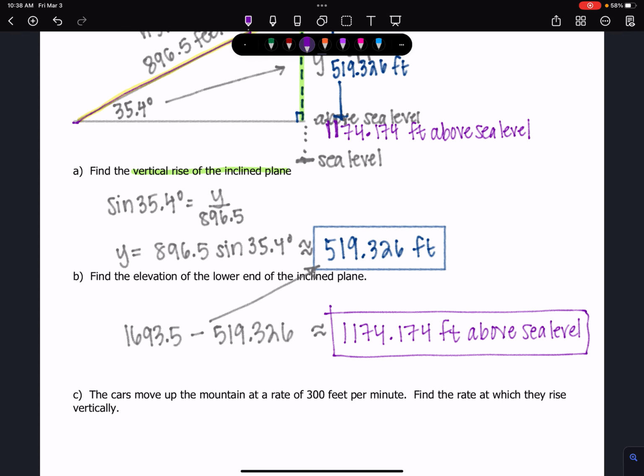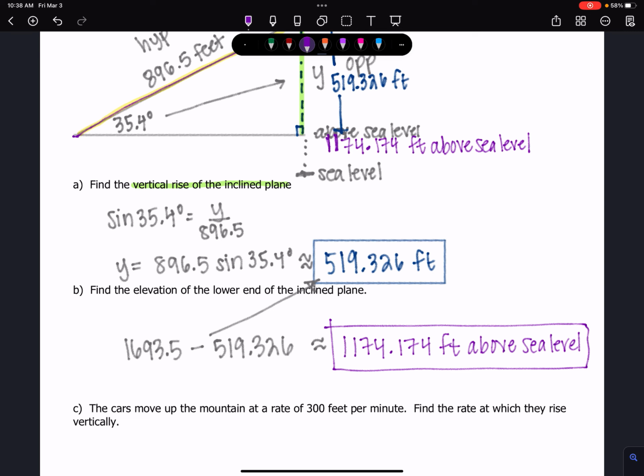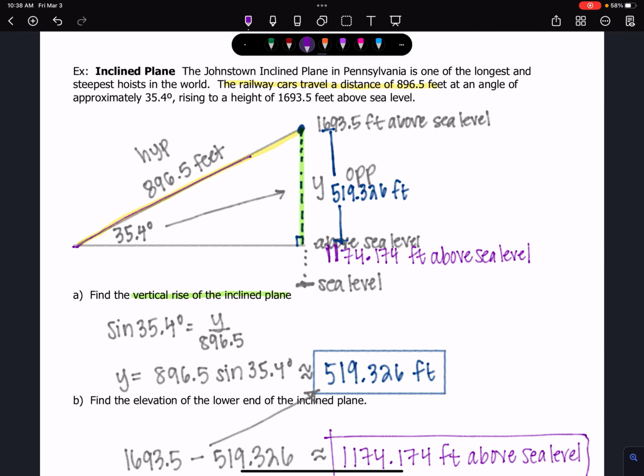Now the cars move up the mountain at a rate, I don't know if it's a mountain or it's up the incline. They move up that incline at a rate of 300 feet per minute. So let's take a look at this picture. This is almost 900 feet. They're traveling 300 feet in 1 minute. So it's taking them just a little less than 3 minutes to get all the way up.